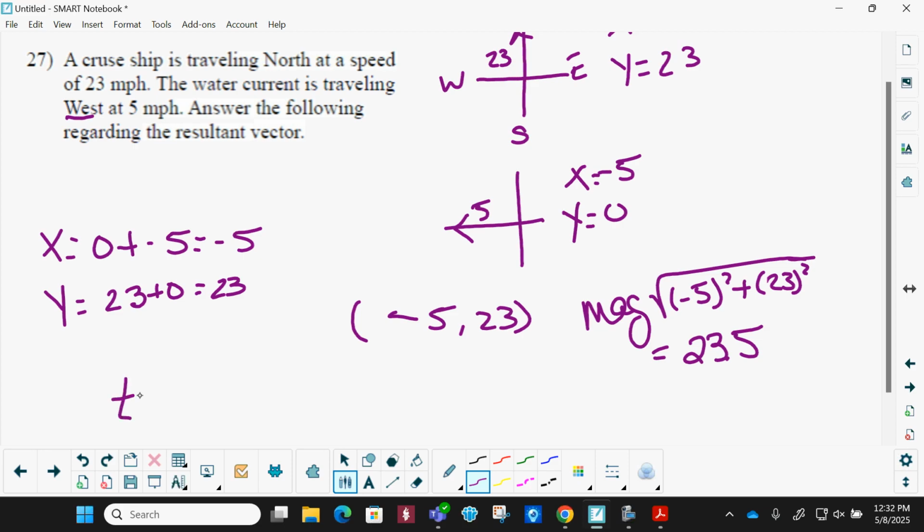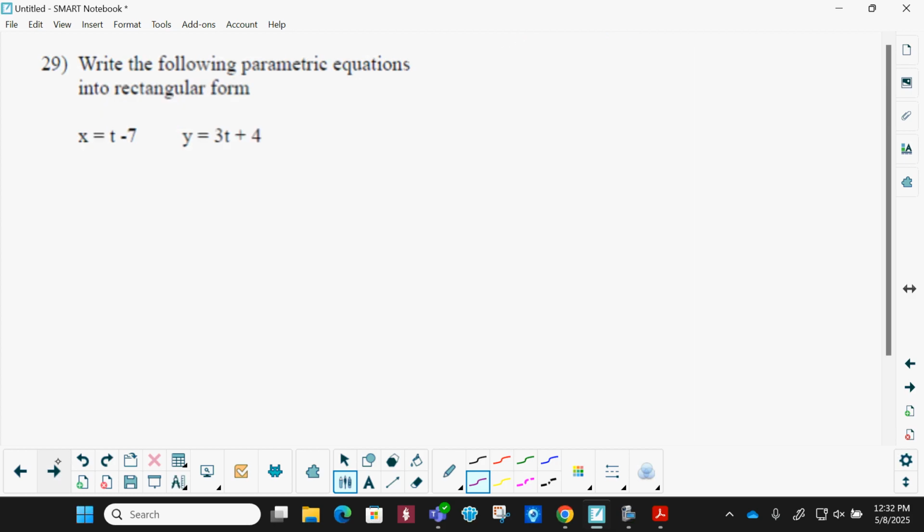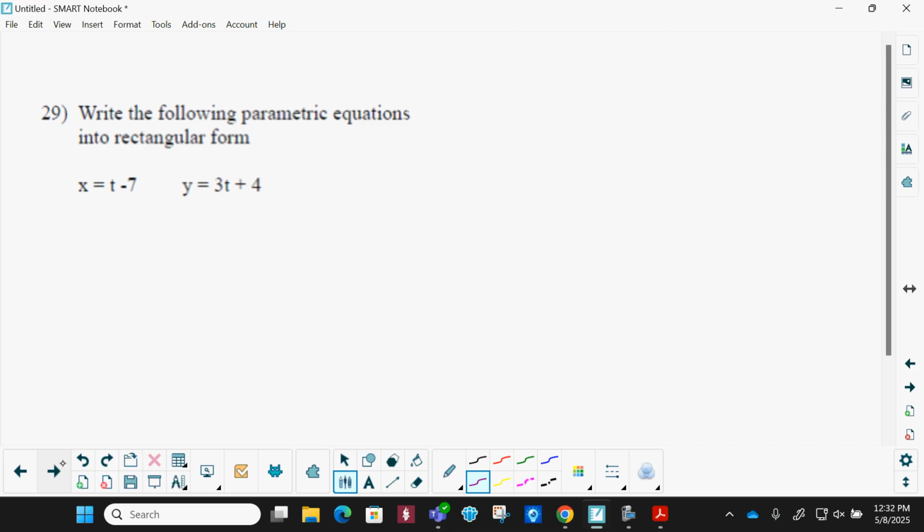And then last, inverse tangent of y over x. Now, be careful here. If I graph this, negative, positive, we're in quadrant 2. We got to add that 180. So 23 divided by negative 5 plus 180. And I get 102.3 degrees. Okay, is that my last one? Nope, we're not done.